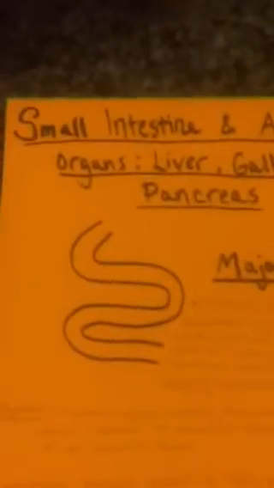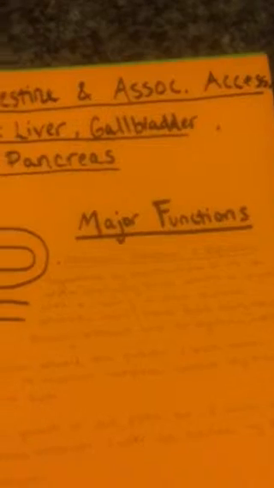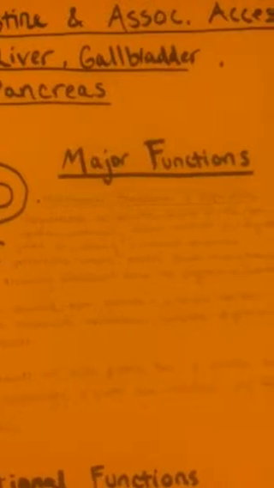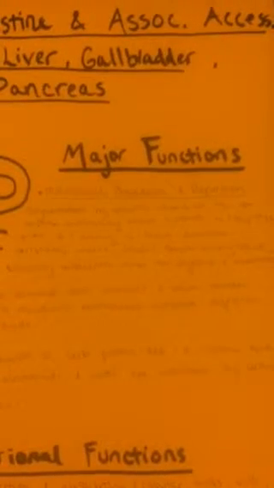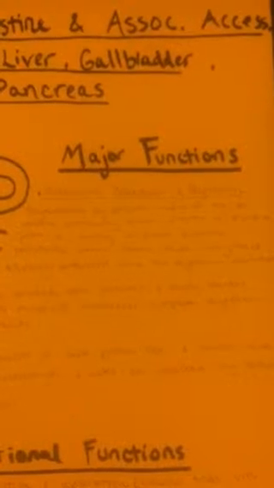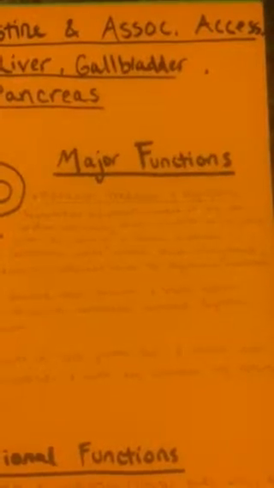So the small intestine and associated accessory organs: liver, gallbladder, and pancreas. The major functions. Segmentation, the first major function, is the mechanical breakdown and propulsion. Segmentation by smooth muscle of the small intestine continually mixes the contents with digestive juices, and along with short distance peristaltic waves, moves food along the tract, allowing sufficient time for digestion and absorption.